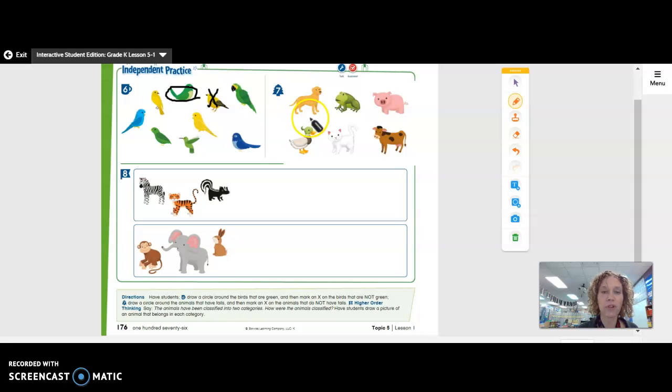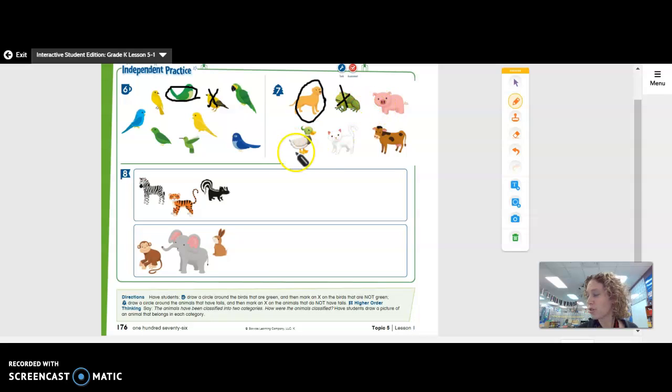Okay, so you're going to have to look. A tail is just on the back of the animal. If they have a tail, you're going to circle it. Okay, we'll just take an example right here. Does a dog have a tail? Sure does. So we're going to circle it. How about a frog? Does a frog have a tail? No. So I'm going to cross it out.